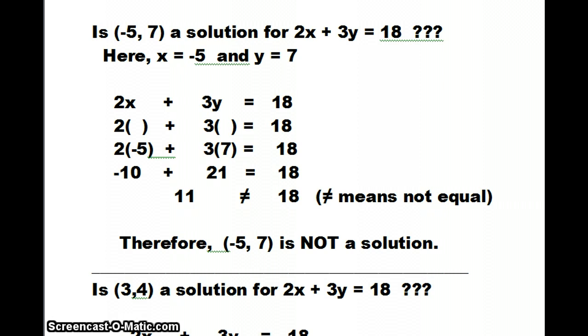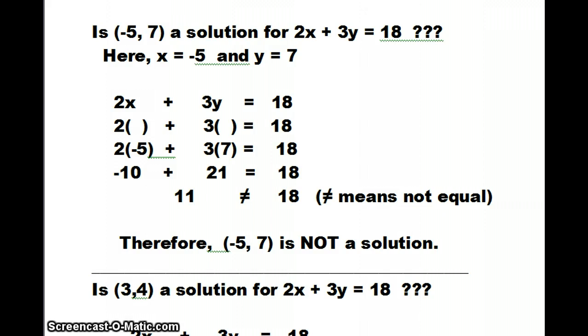So we're going to go back again to minus 5 and 7 to try to find out if it's a solution. So we take our equation 2x plus 3y is equal to 18. The first step was to replace all the letters by a parentheses. So we put the parentheses after the 2 and the parentheses after the 3. The 2 and the x side by side means that they're multiplied together. So when we have that parentheses there, it indicates that there's multiplication as well. And the same for the 3y.